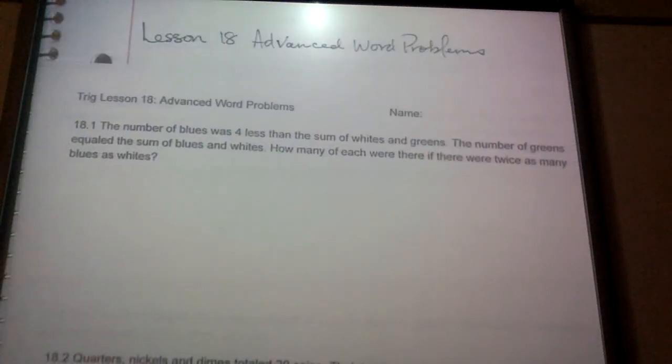Doing trig. The next lesson we're going to cover today is lesson 18. It's on advanced word problems. Now, if you guys were here, I would hand you this printout so you don't have to spend all this time writing words. But again, you can print my notes. But we are going to be doing some advanced word problems.